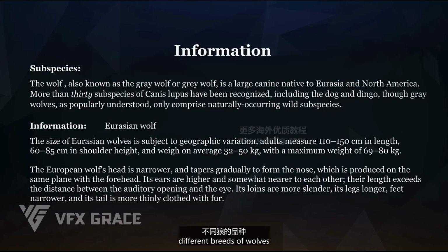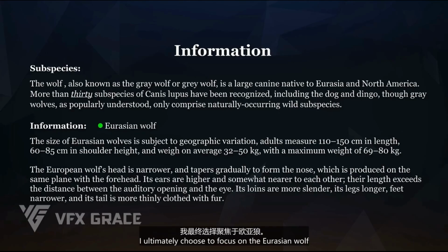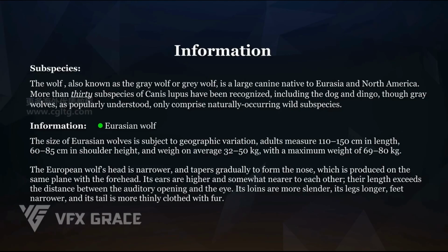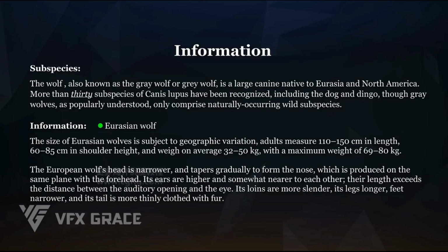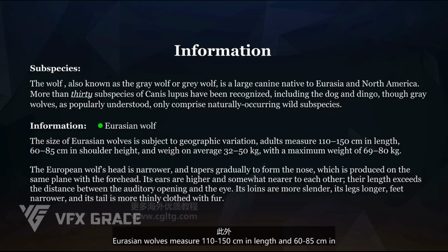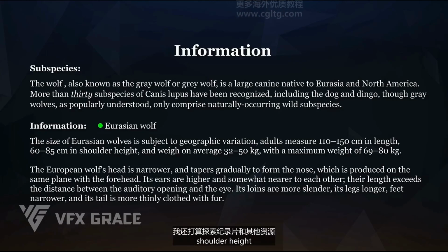There are plenty of different breeds of wolves, and each has different coat colors, body shapes, living environments and habits, etc. I ultimately choose to focus on the Eurasian wolf. With this decision made, I will proceed to conduct in-depth research using Wikipedia or other reliable resources. First, I aim to gather information on the size of the Eurasian wolf. According to Wikipedia, Eurasian wolves measure 110 to 150 centimeters in length and 60 to 85 centimeters in shoulder height.